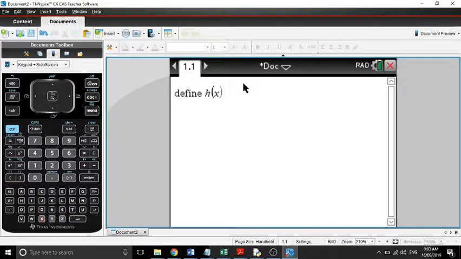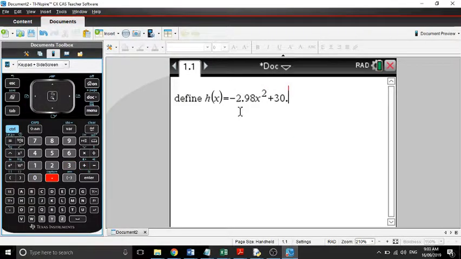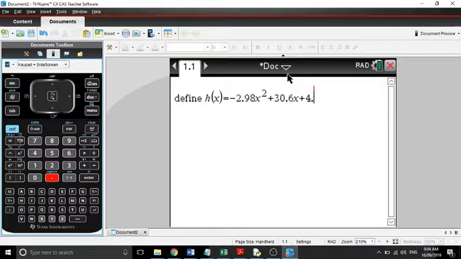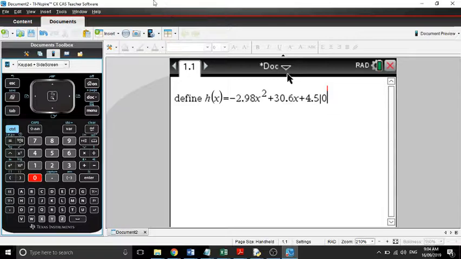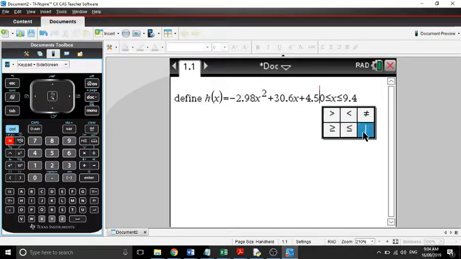So h of x equals, now I'm going to type this in here, negative 2.98x squared, I'm dealing with x, not t, plus 30.6x plus 4.5, as given. Now I put in my domain, 0 to 9.4, so x greater than or equal to 0 and less than or equal to 9.4, both inclusive. And this thing on CAS, if you want to find it, is here. So control equals, and it's that one there.